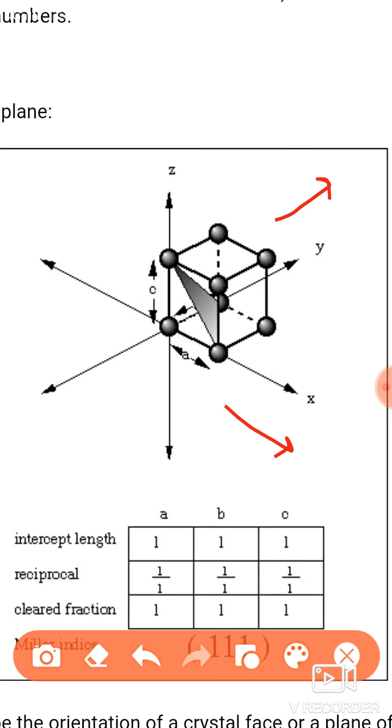Then here is the z-axis, and we can say that here is a plane which is given this way, and we can easily see that it intersects these axes. On the x-axis it intersects at point A. On the y-axis where it intersects we call the intersection distance B. On the z-axis it intersects at point C. So we can say that the values of A, B, C are nothing but the intersecting distances from the origin.